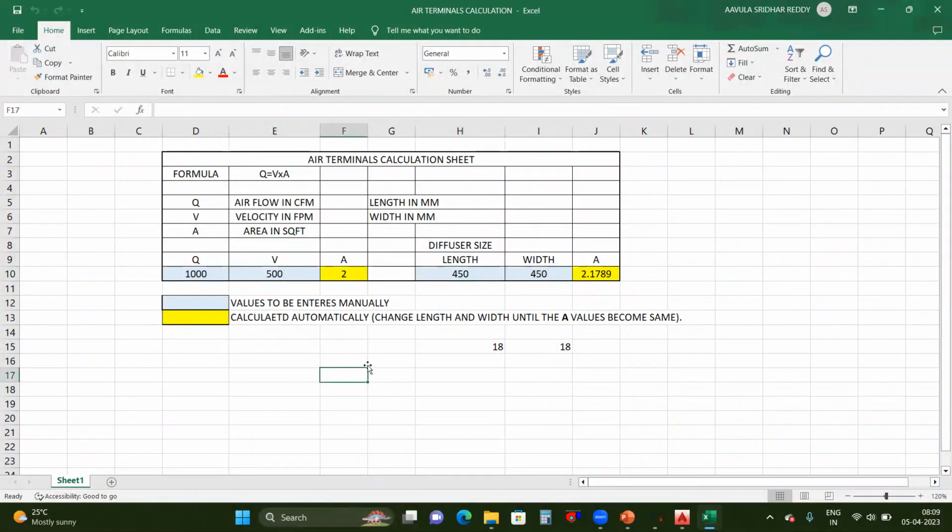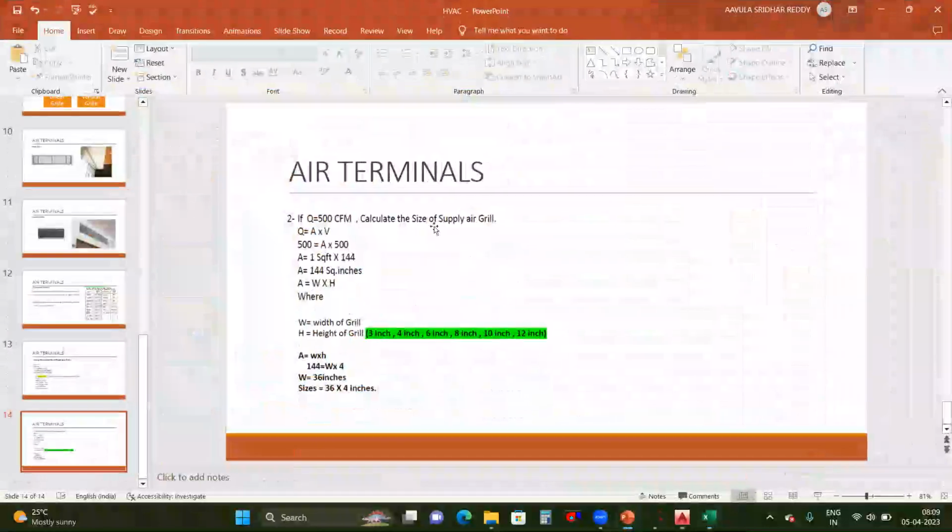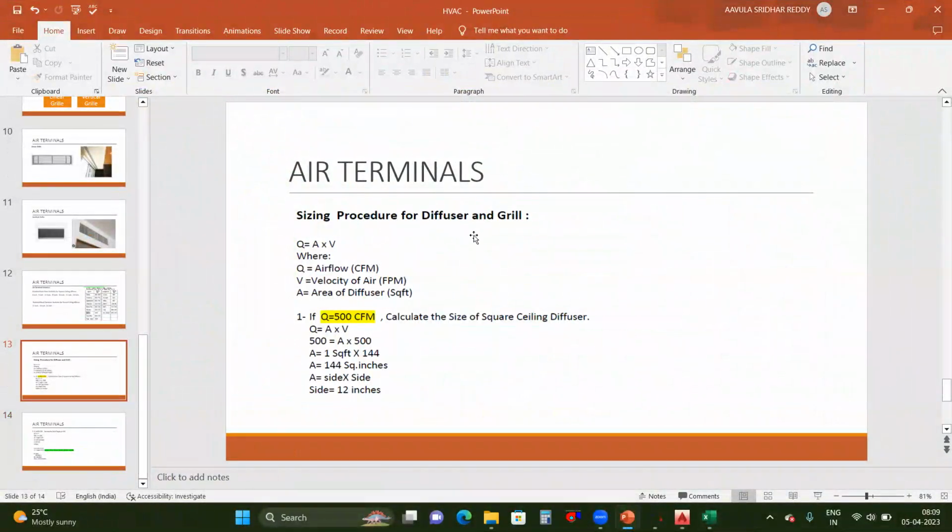Okay, so we will do the same example that we have done in the manual method. So first we will see the diffuser calculation. So what is the velocity here? What is the airflow? 500 cfm, and the velocity also 500.